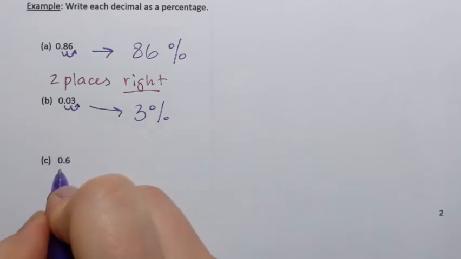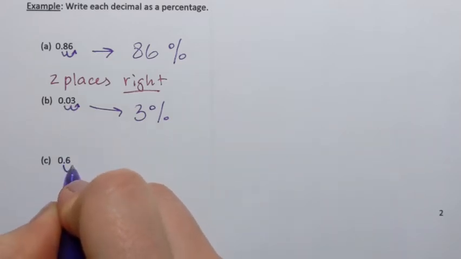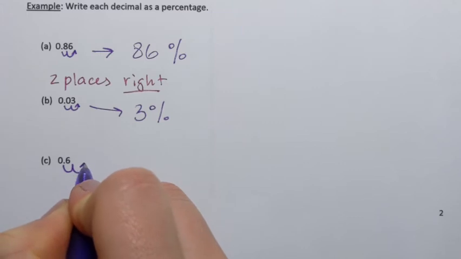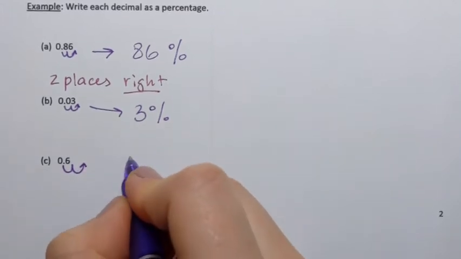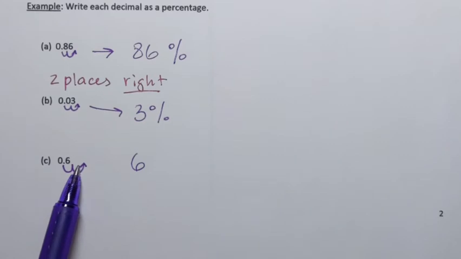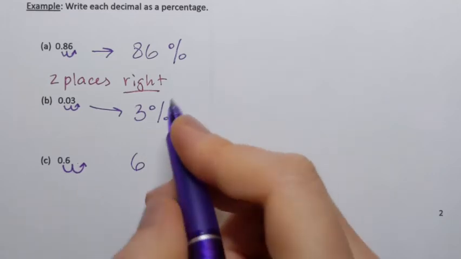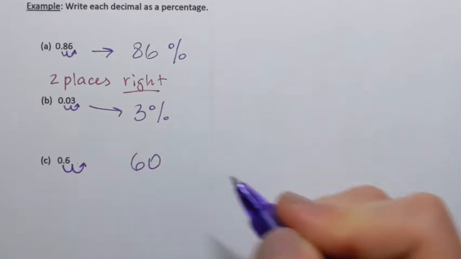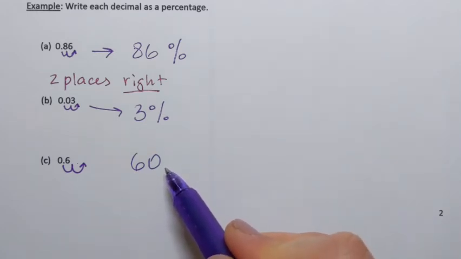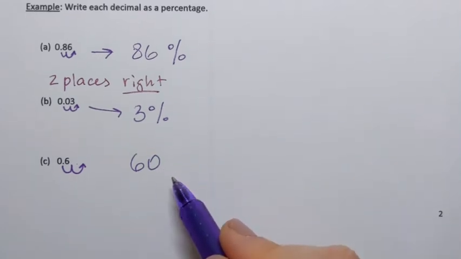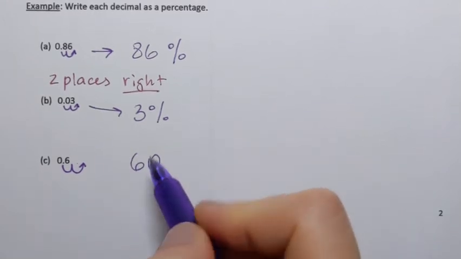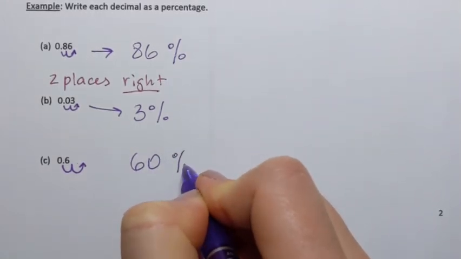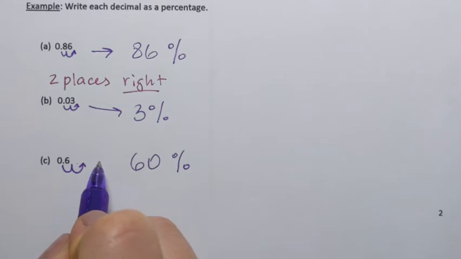0.6. Same thing, I have to move the decimal point 2 places to the right. 1, 2, and that's where I place it. That means that I'm going to have 6, and then here, see how there's one more place, one more space, and there's no digit for it, so I have to use 0 as a placeholder. So it's going to be 6 and then 0 next to it. And after that, technically the decimal point has to be placed, but I don't have to write it there since it's the end of the number. So it becomes 60%. So the decimal 0.6 converts to 60%.